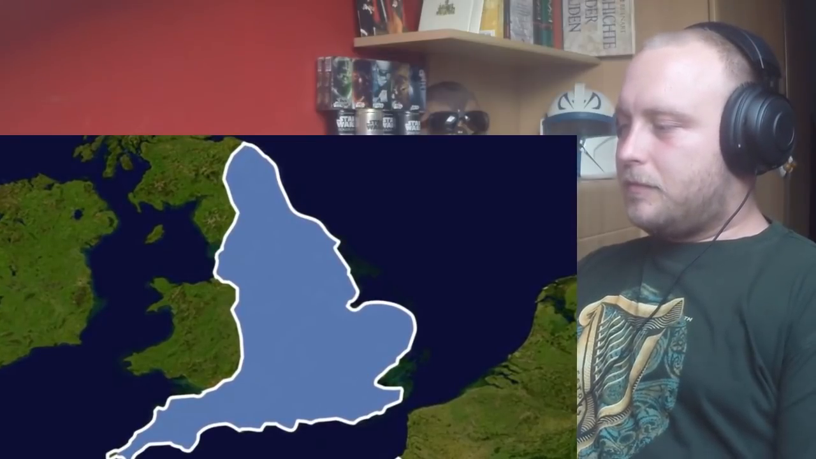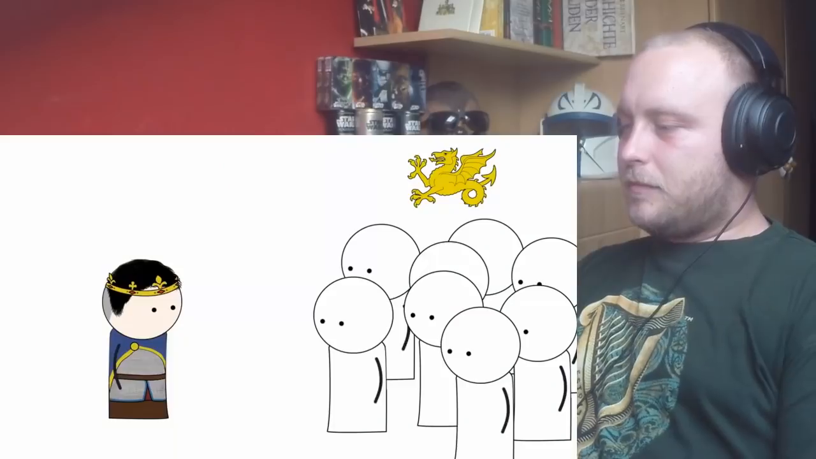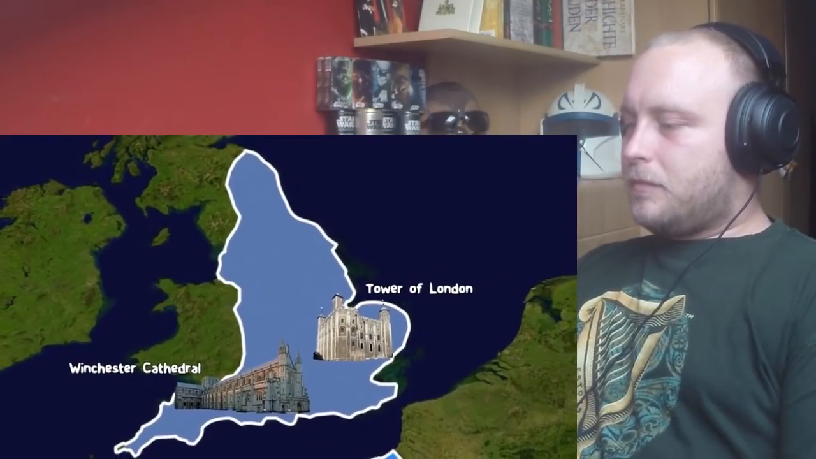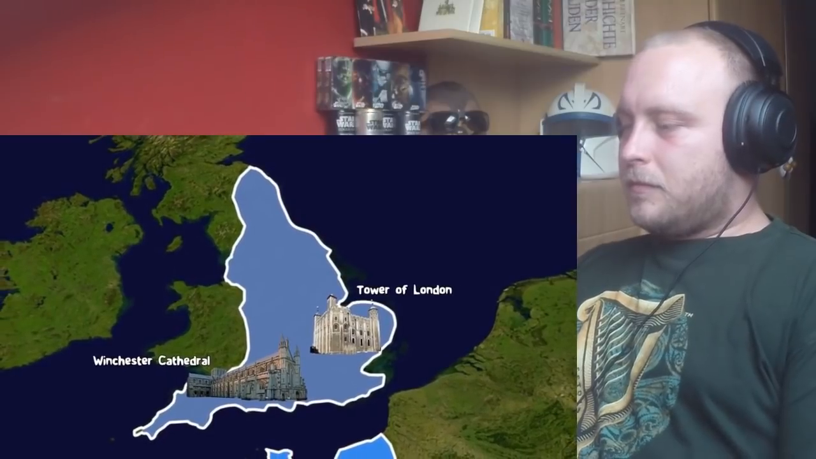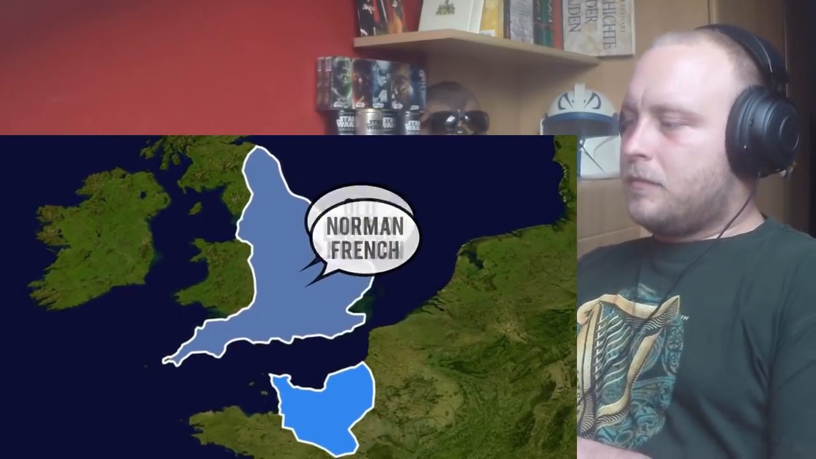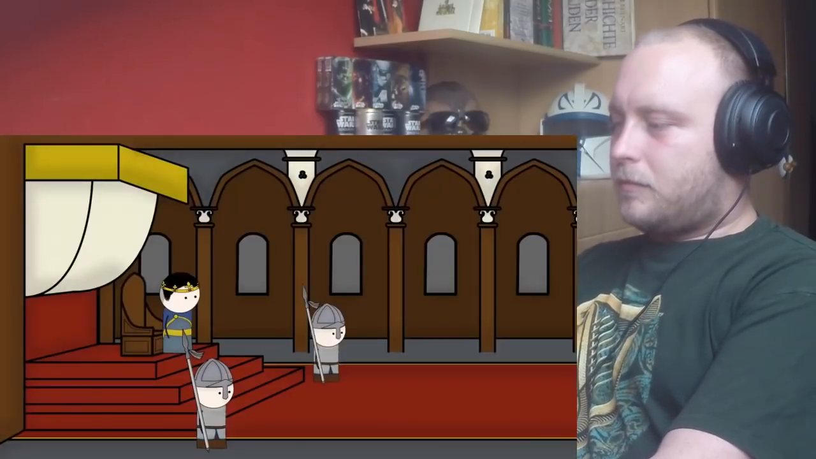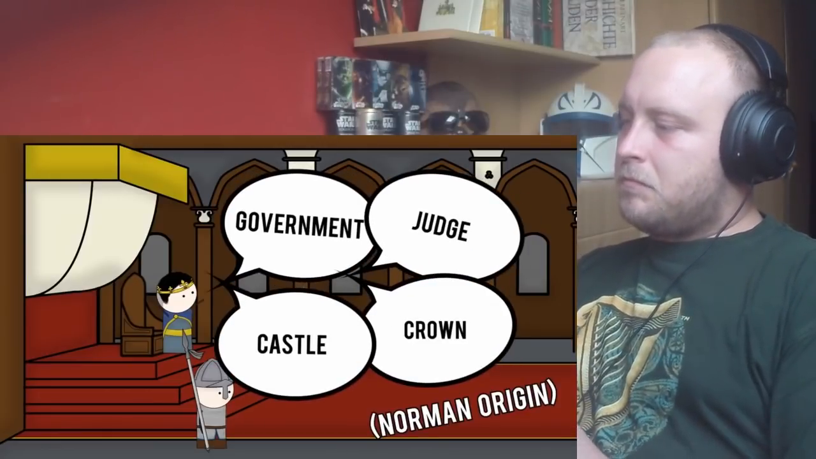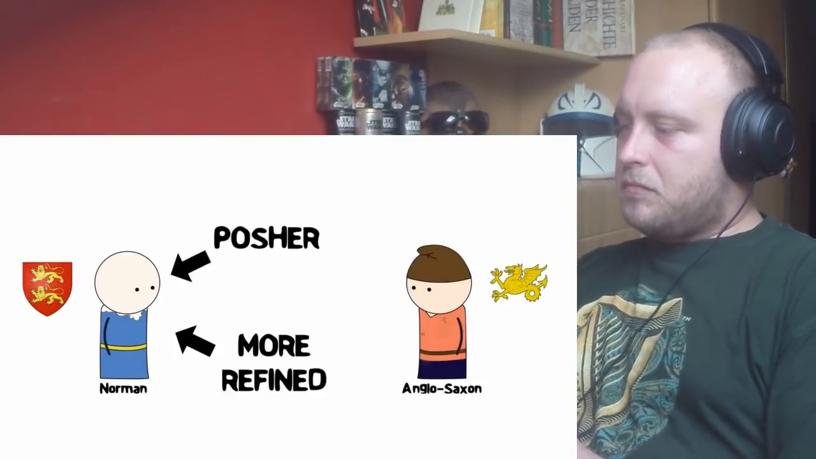And England went through a massive transformation under its new Norman rule. English nobles were replaced with Normans. They built castles and grand cathedrals, but one of the most interesting changes occurred within the English language. The Normans brought their dialect of French to England, and it merged with Old English in ways we still live with today. First of all, the Normans were obviously the ones in power, so words related to power like government, judge, castle, and crown come from the Normans. Words that are considered posher or more refined are usually the Norman ones.